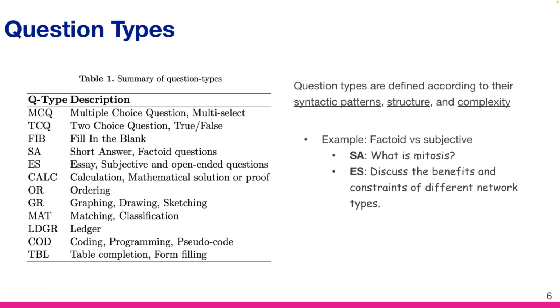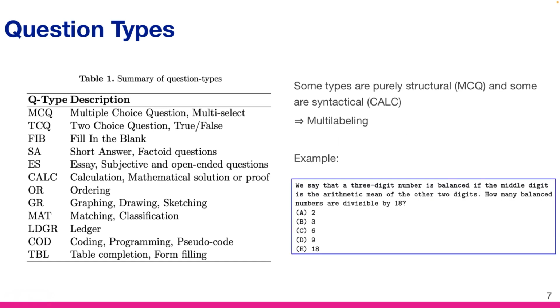These are the question types that we aim to design a good classifier for. Another point about this study is that we wanted to have a multi-label classifier, meaning that a question can have more than 1 label assigned. Like this example on the right side shows a multiple choice question that needs calculation. So we assign both MCQ and calc labels to this question.